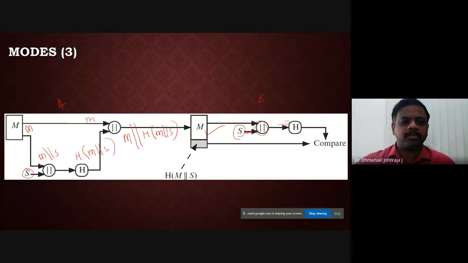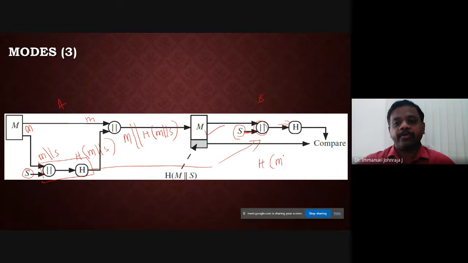Very similar to this one, this step. He appends it to find the hash value. So what does he calculate here? He calculates the hash value of M, which is appended with S here. That is what is available here also. H is calculated for M appended with S. We want these to be same.